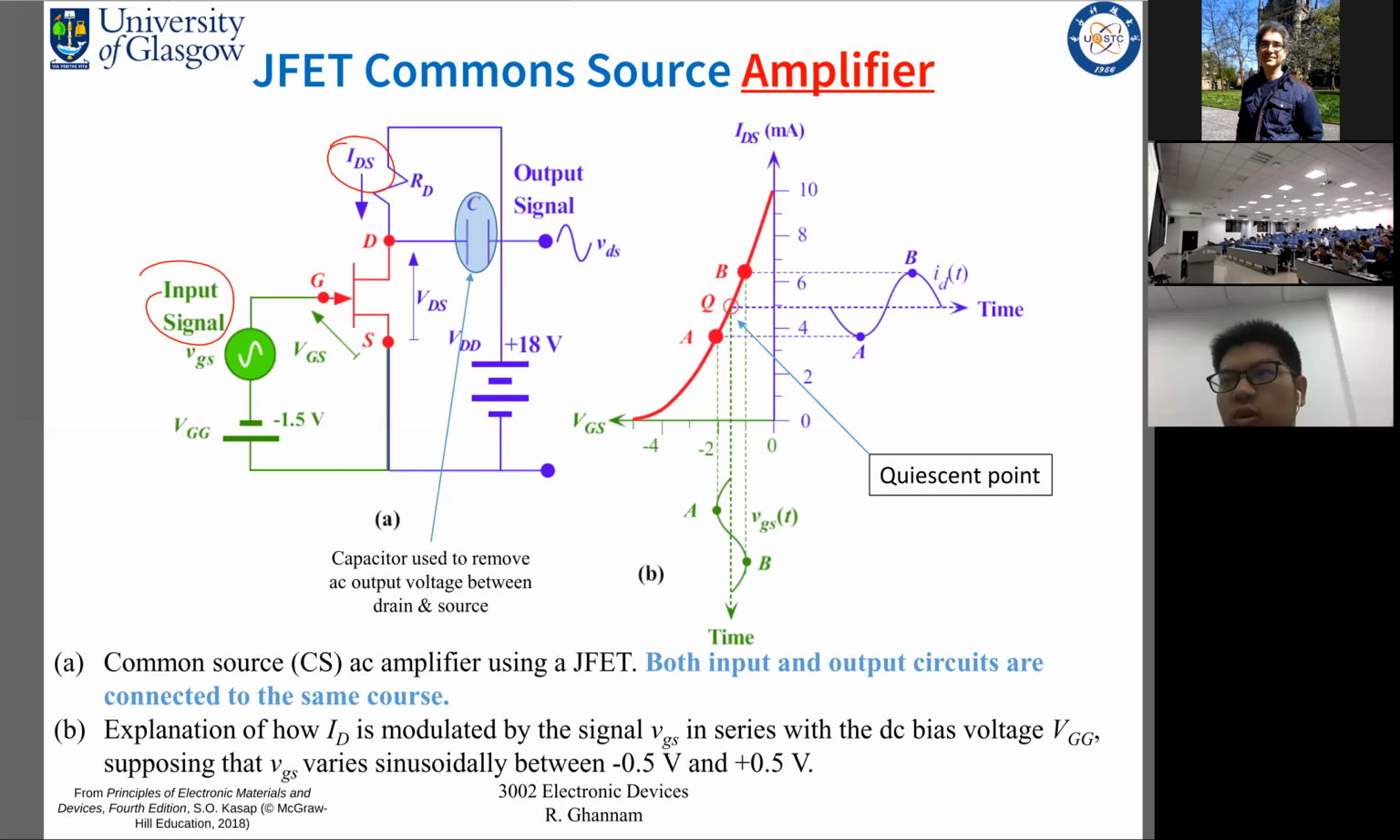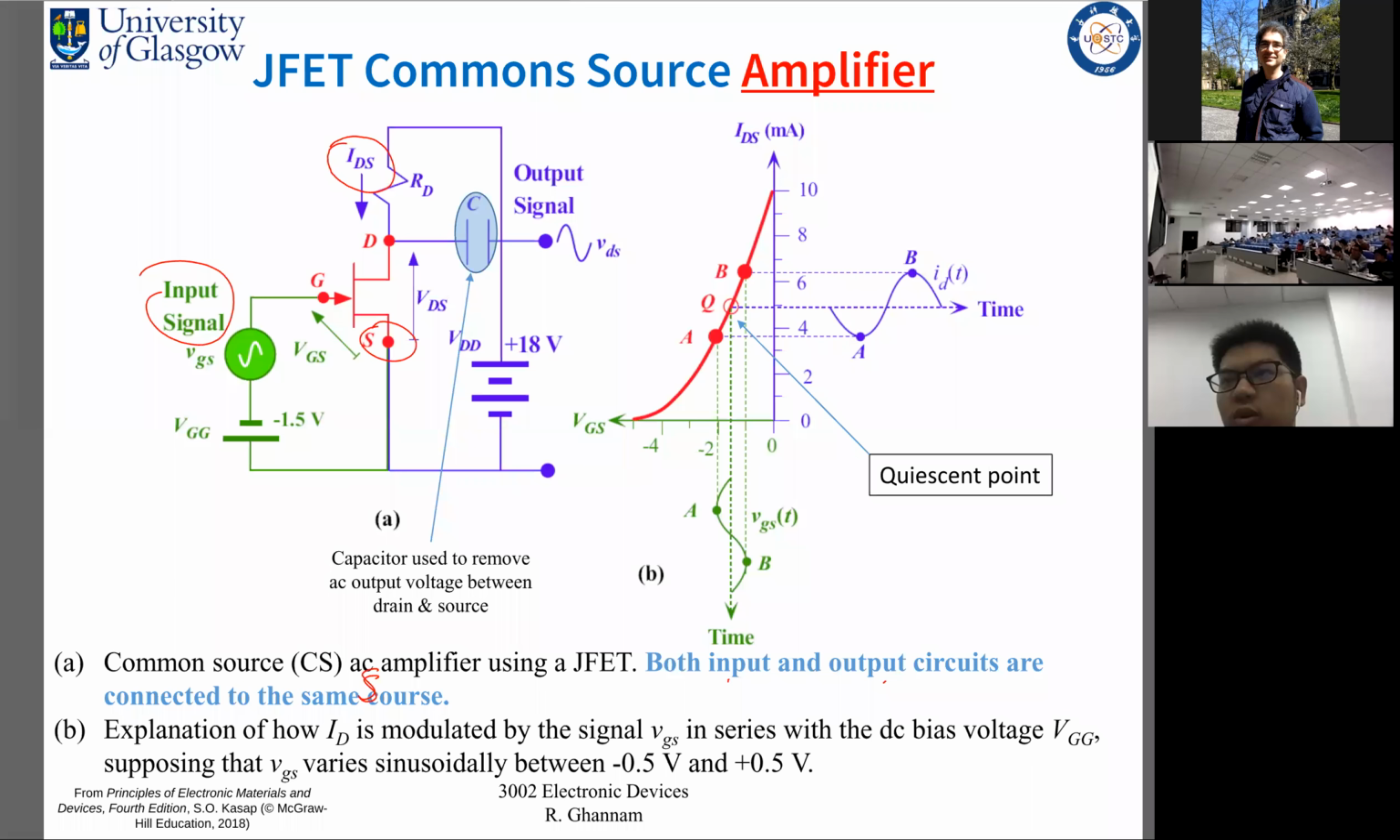So in the common source amplifier, the input and the output circuits are connected to the same source. So this should say source. Both the input and the output circuits are connected to the same source. This is why it's called a common source amplifier. Now, let us see what happens.